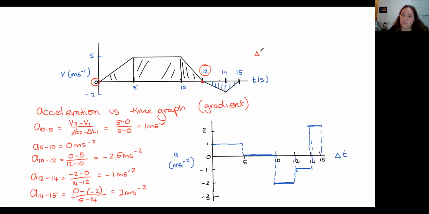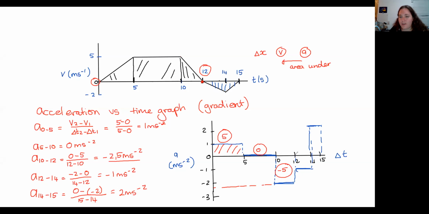Do you remember I told you that we had displacement, velocity, and acceleration? And that if I wanted to get from acceleration back to velocity, I could look at the area under the curve. The area under the curve here is going to be 1 times 5. The area under the curve here is 0. The area under the curve here, please just notice it's all the way down to negative 2.5, times by 2 is negative 5. 5 plus 0 minus 5 tells me that at 12 seconds, my total velocity, or my velocity at that point, will be 0.